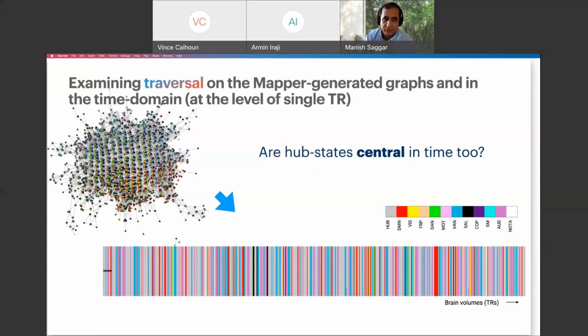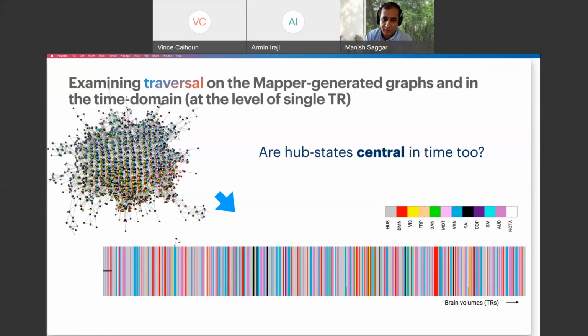I had to define a new state because hub states don't have any majority; pretty much all of the networks are similar. So I defined a hub state for the nodes which are hub nodes, where the activation is similar across all networks. Then you have, again, 10 or 12 networks. NOTA just means none of the above: if we use a threshold like 0.5 or 1 standard deviation above the mean, and no network wins there, we call it NOTA, none of the networks show up. And then there is the hub state versus all the other networks.